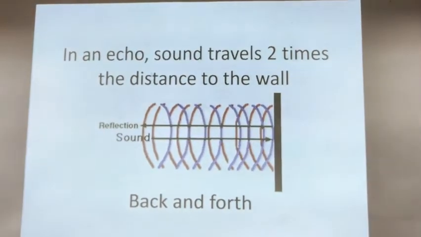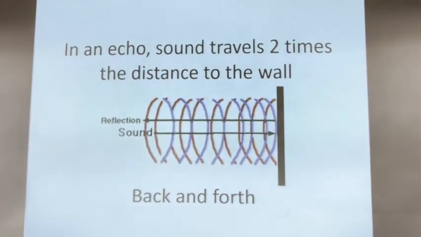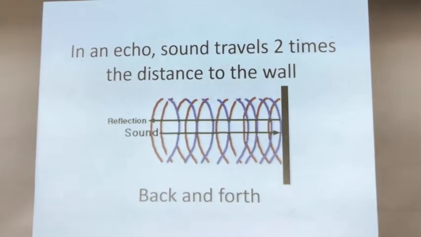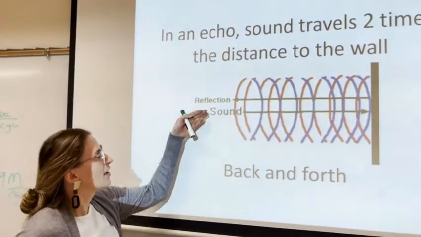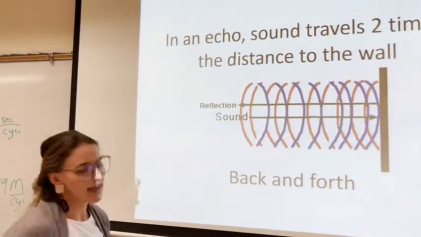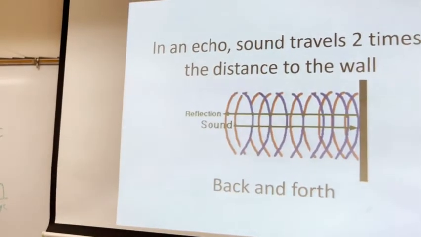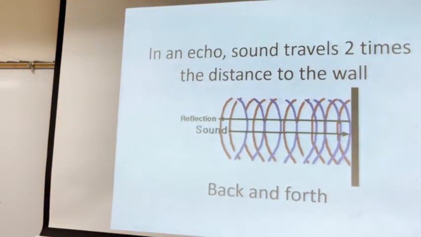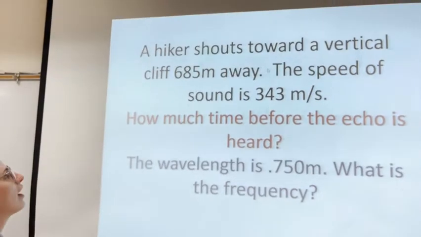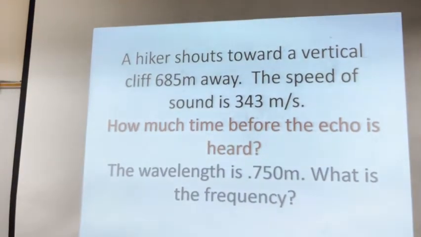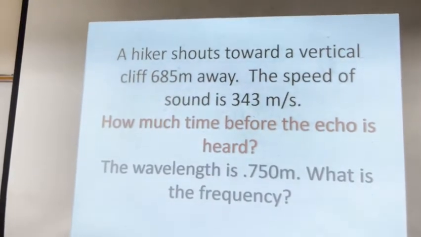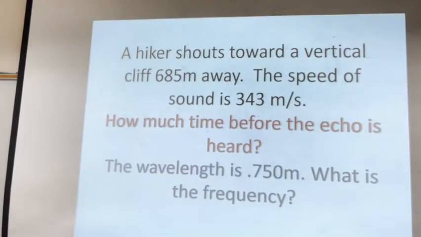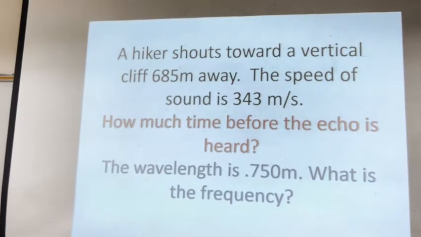In an echo, sound travels two times the distance to the wall, back and forth. That makes sense, right? It's got to go down there, it's got to reflect, it's got to come back, so you can hear it. So our distance is just times two here. Let's give it a shot. A hiker shouts toward a vertical cliff 685 meters away. The speed of sound is 343 meters per second.